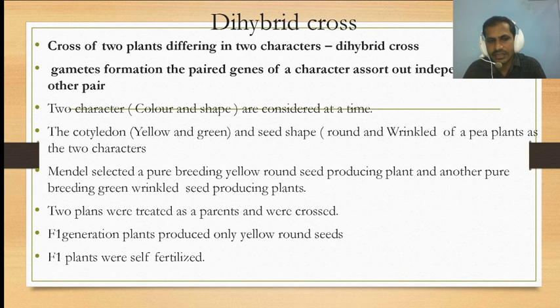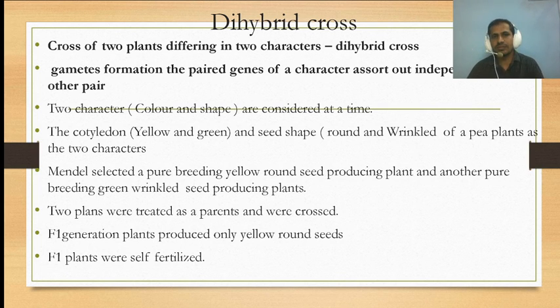The cotyledon has yellow and green color. The dominant character is yellow and the recessive character is green. And the seed shape is round and wrinkled. Round is dominant, wrinkled is recessive. Our pea plant has two sets of characters: the color of the cotyledon and the shape of the seed. So yellow and green, and round and wrinkled.